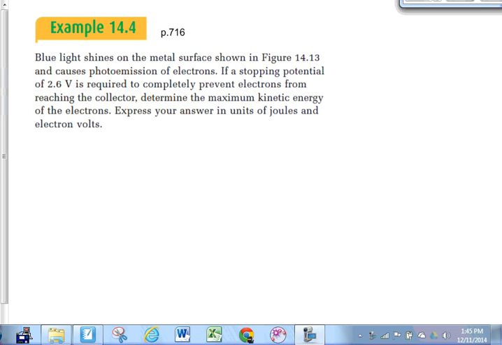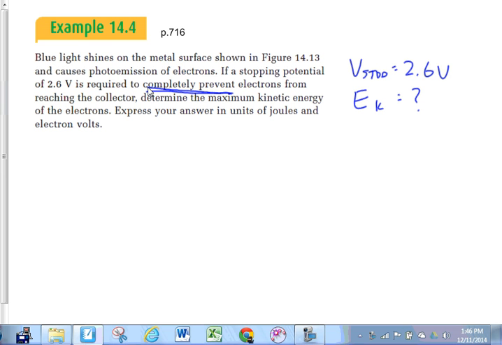Sometimes they call it the stopping voltage, 2.6 volts, required to completely prevent electrons from reaching the collector. In other words, if it's completely preventing electrons from reaching the collector, the electrons are being stopped dead in their tracks. We want to know what the maximum kinetic energy of the electrons are. Okay? We have a stopping potential of 2.6 volts. We want to find, it says the maximum kinetic energy there. Okay? We want to find the kinetic energy.